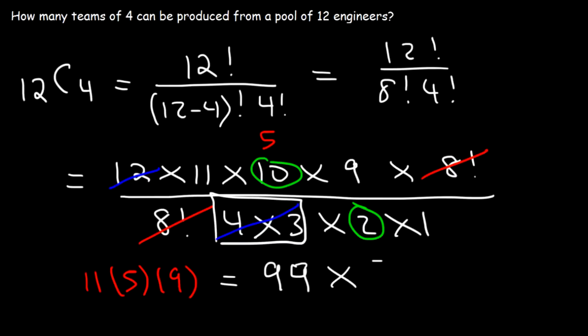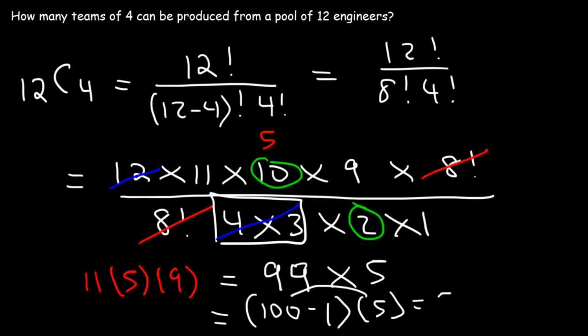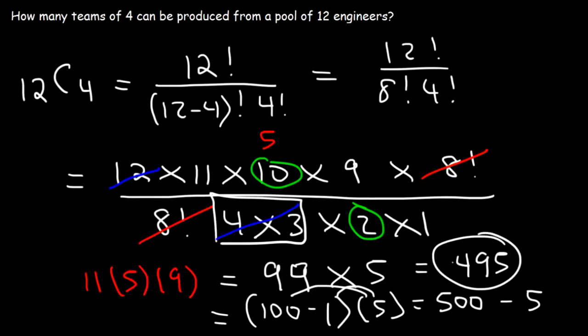Now what is 99 times 5? Well, if you want to do that without your calculator, think of it this way. 99 is 100 minus 1. Let's distribute. 100 times 5 is 500. 5 times 1 is 5. 500 minus 5 is 495. And so we can choose 495 teams of 4 from a pool of 12 engineers.